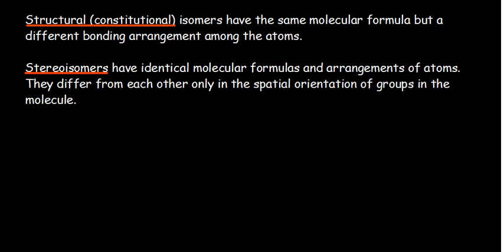Examples of stereoisomers. Stereoisomers are going to have identical formulas and arrangement of atoms. The structures are also going to be the same. A very good example of these, let's talk about an example where you talk about an alkene, right?